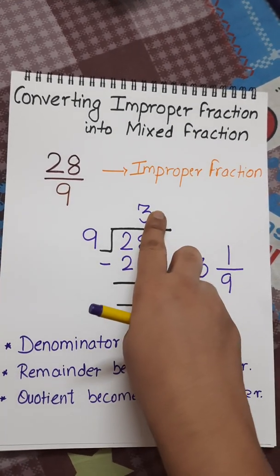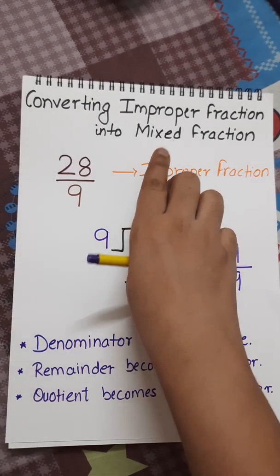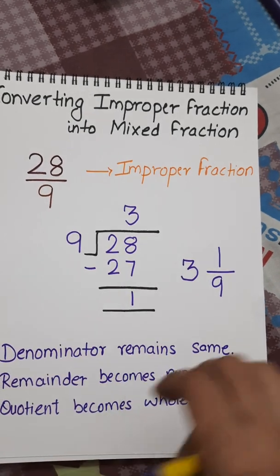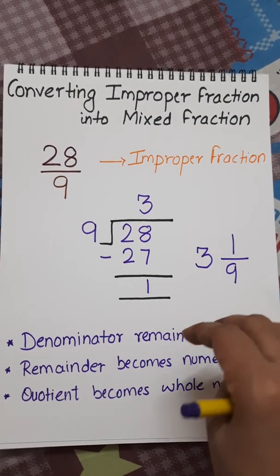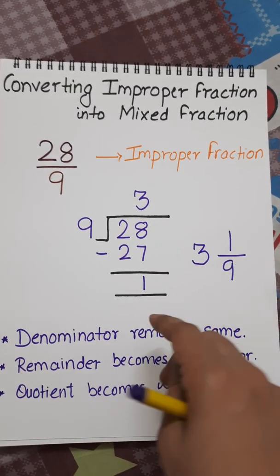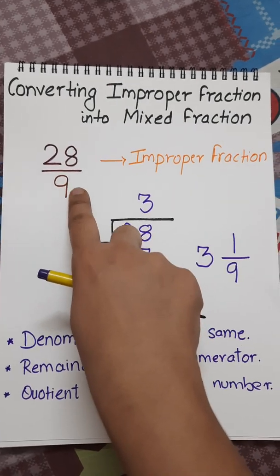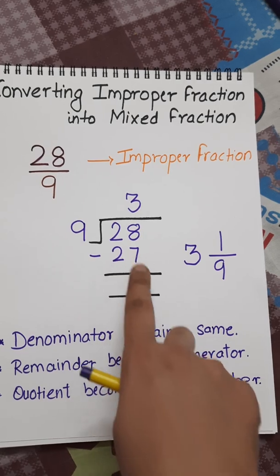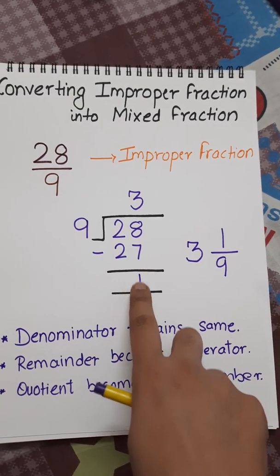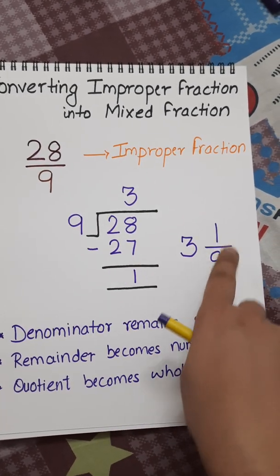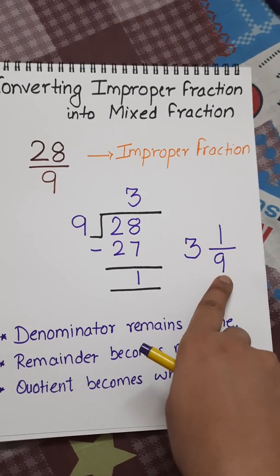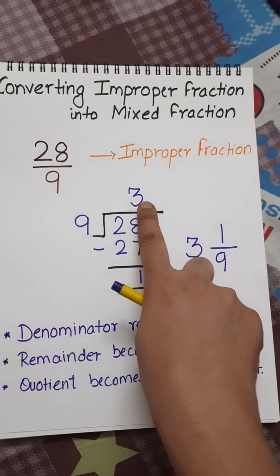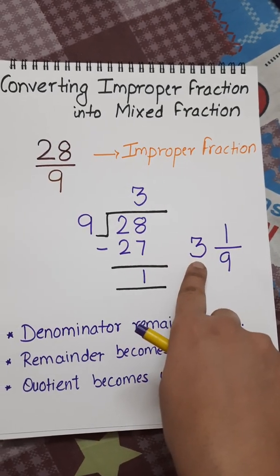This step and the previous step to convert a mixed fraction into an improper fraction are the same for all fractions if the question is asking you to convert. So here we have converted an improper fraction into a mixed fraction. We divide it, we get a remainder, and then we put them into specific places. Denominator remains the same, remainder becomes your numerator, and quotient becomes your whole number.